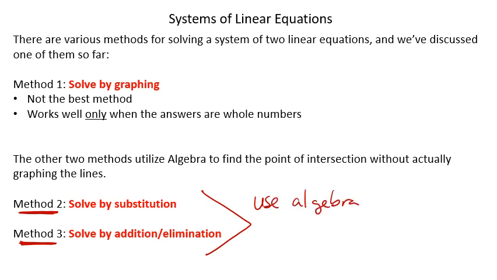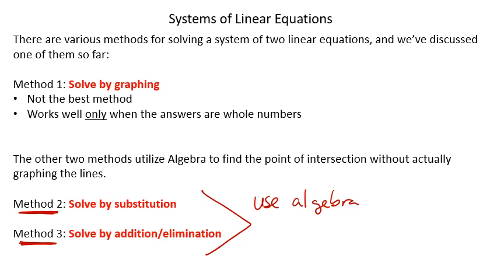Use algebra to find the point where two graphs intersect without actually graphing. We don't have to graph any of the equations. But we're going to use a little bit of algebra to figure out, if we were to graph these two lines and then look at the graph, where would they cross?